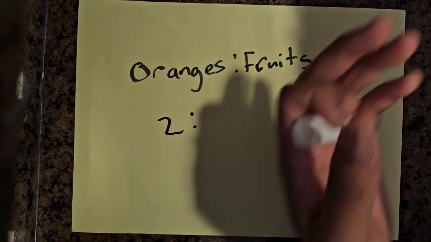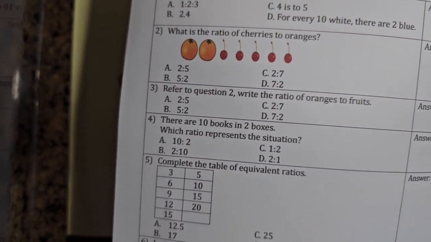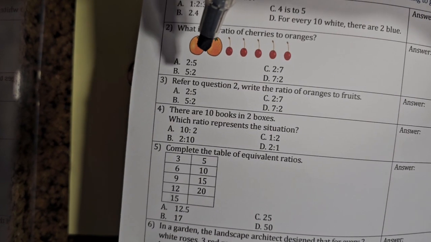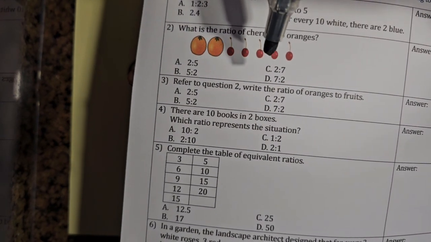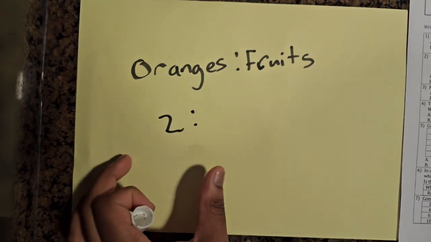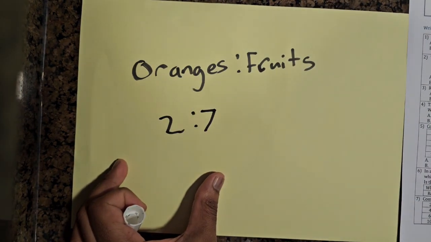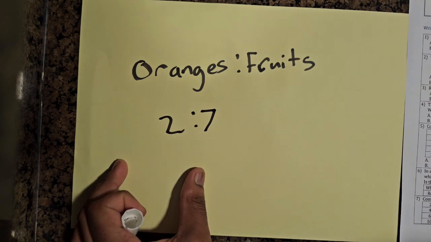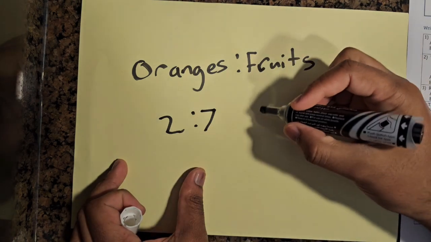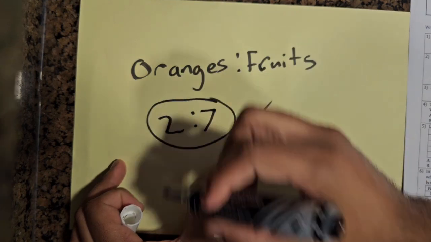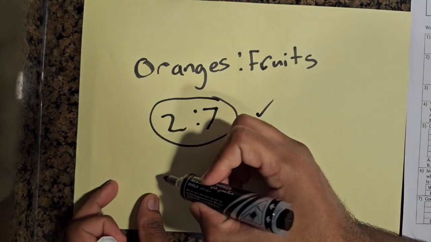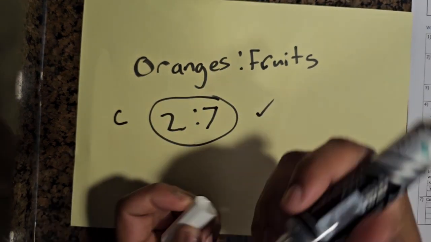And if we look at the fruits now, we're going to count the oranges and the cherries together, which is 1, 2, 3, 4, 5, 6, 7. So that's 2 is to 7. Okay, there's no number that divides into 2 and 7 perfectly. So that means this is already in the simplest form. And that would be the correct answer. 2 is to 7, which is C in the options.